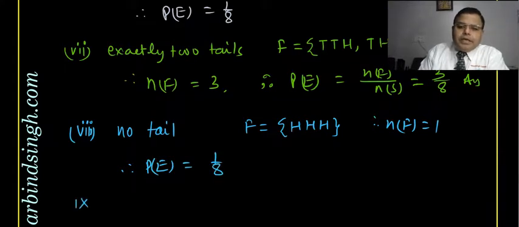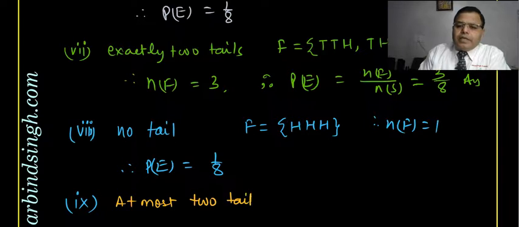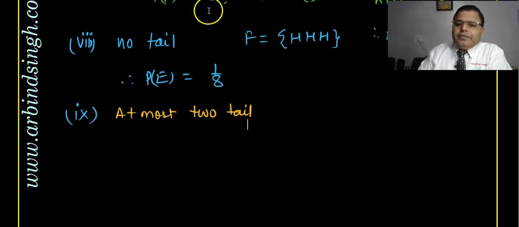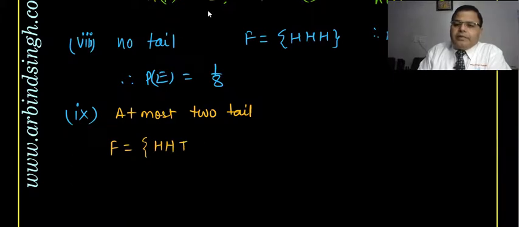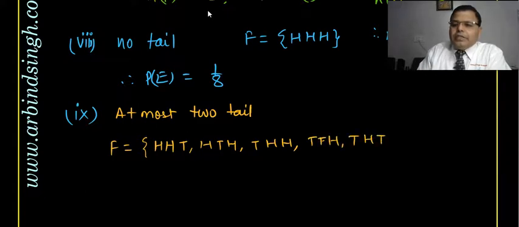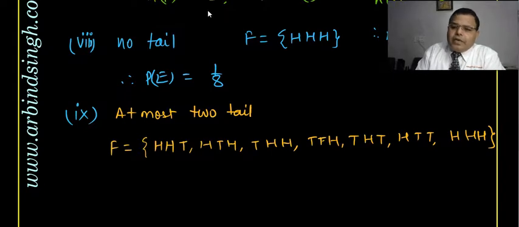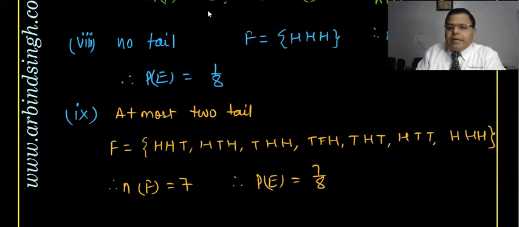The ninth part of this question is at most 2 tails. At most 2 tails means not 3 tails. All 3 tails is not required, and the rest of the 7 are required. So the favorable outcomes are HHT, HTH, THH, TTH, THT, HTT, and no tail is also there. So 1 tail, 2 tails, and no tail, all these are favorable. 7 are favorable, and therefore the probability of the event is 7 by 8. That would be the answer.